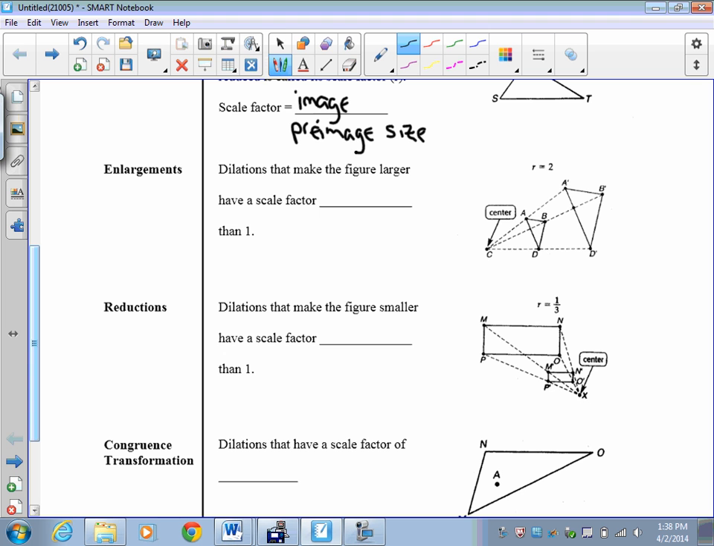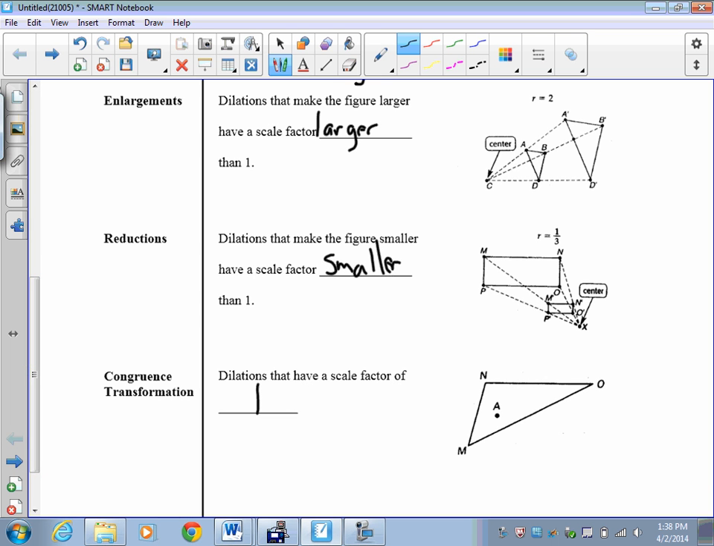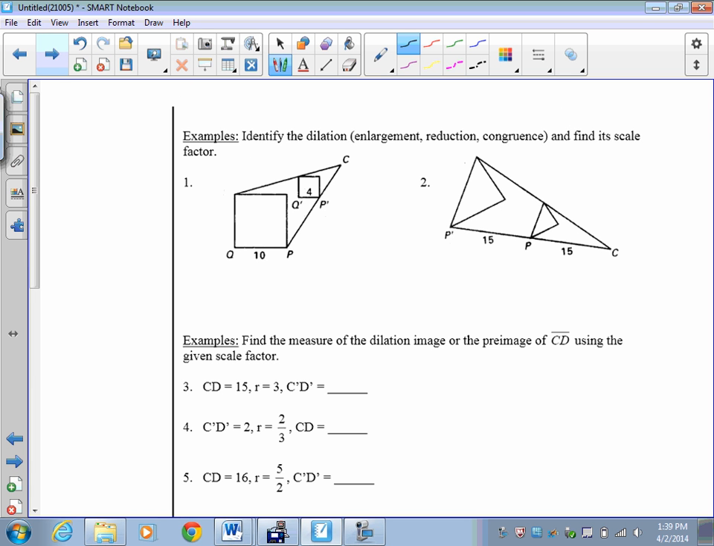If a scale factor is larger than 1, it's an enlargement. If the scale factor is smaller than 1, it's a reduction. And we have a congruence transformation if the scale factor is 1. Remember, congruent means the figures have the exact same size and the exact same angles. Whenever we have similar objects, they don't have to have the same size, but all the angles need to be the same, and all the sides need to be in proportion. So there's a couple examples to the right there of an enlargement and a reduction.